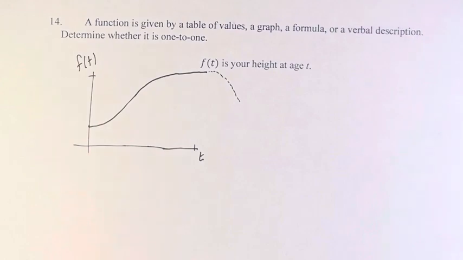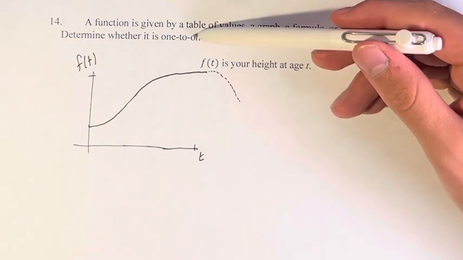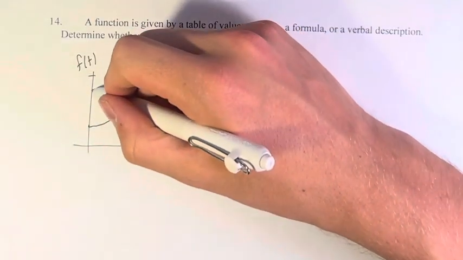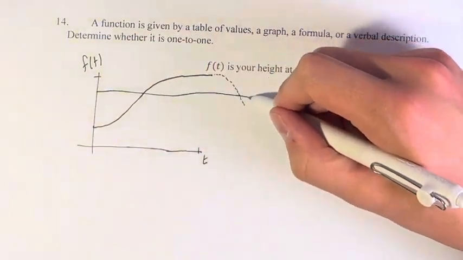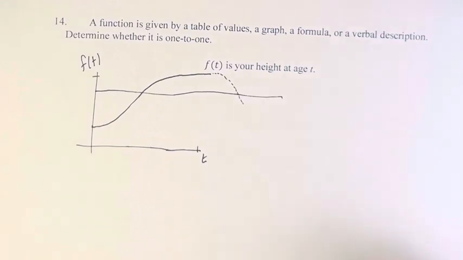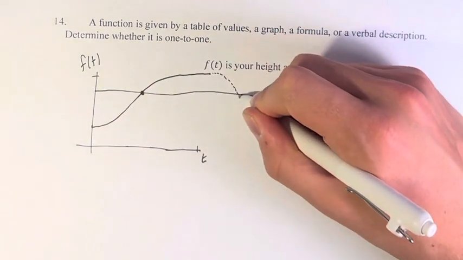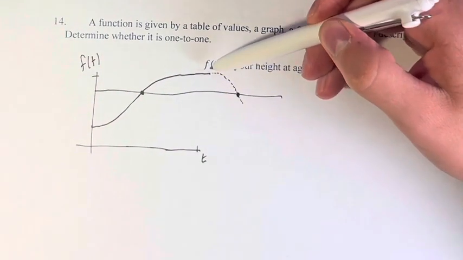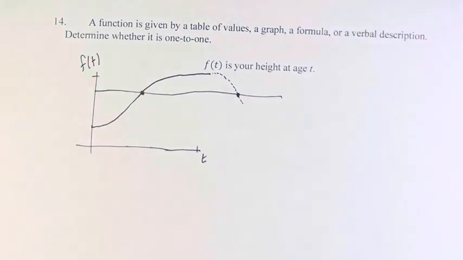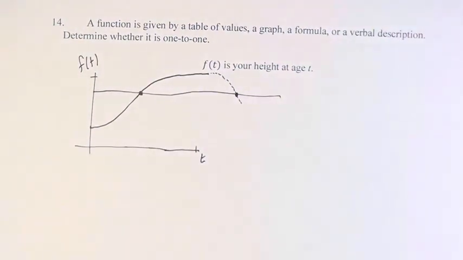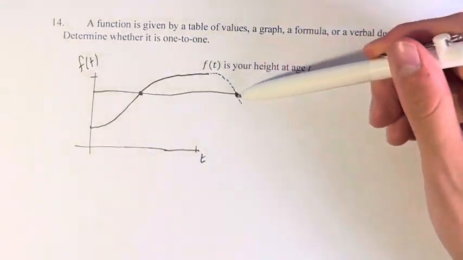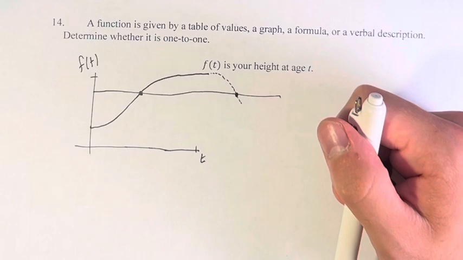And to determine whether a function is one-to-one, we have to do the horizontal line test, which states that any horizontal line can intersect the function at most once. If we see here, we have two intersection points. Therefore, if you're at the stage where your height is decreasing, then your answer is no, it's not one-to-one because we have multiple intersection points.